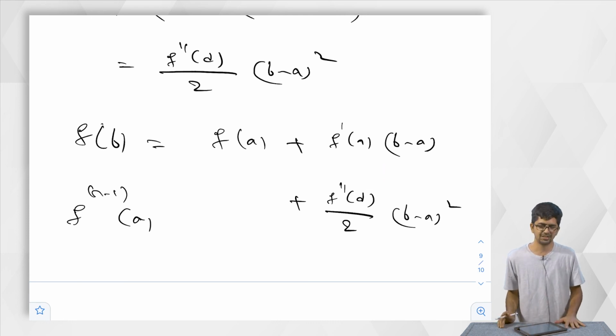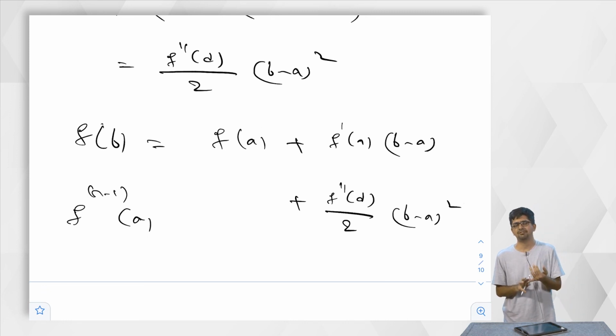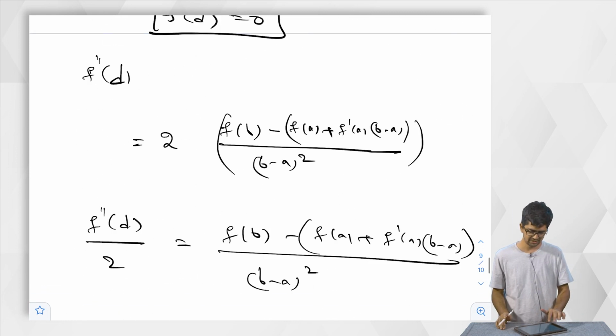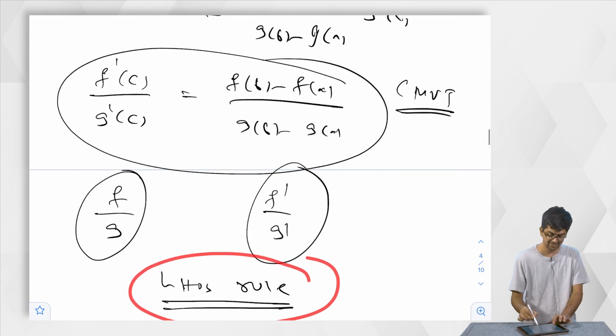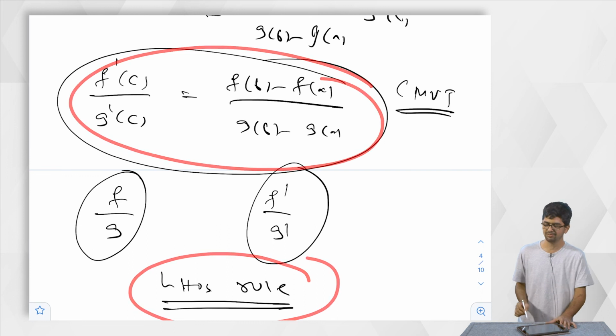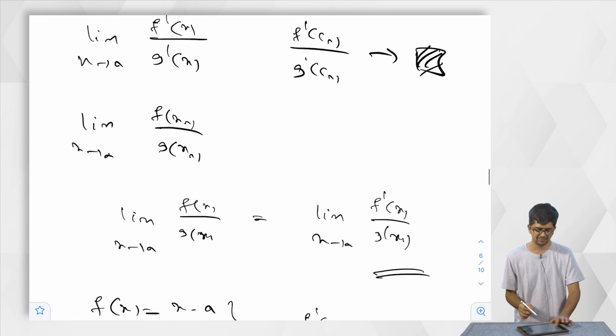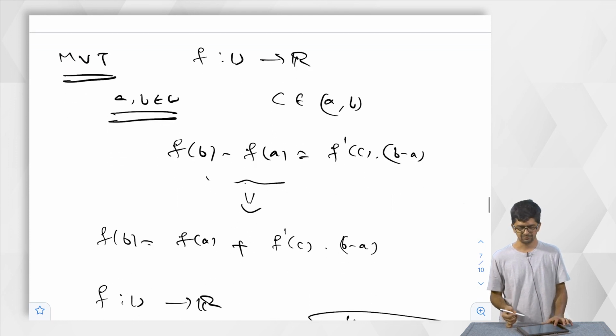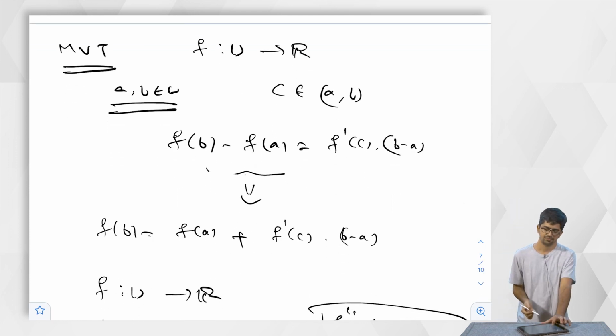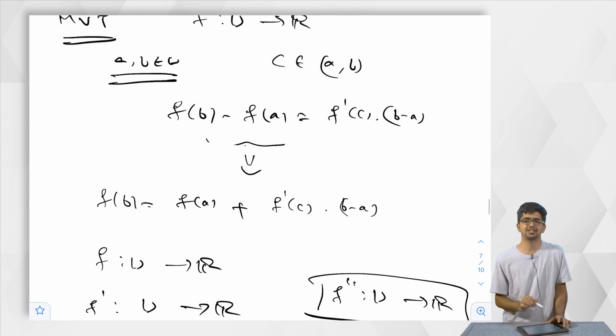But that's all for this session. In this session what we have seen is 2 examples of functions that are not differentiable. Then we have seen L'Hospital's rule. Before that we have seen the so-called Cauchy mean value theorem, and then we have seen Taylor's theorem with remainder for an n times differentiable function. That's all for this session.